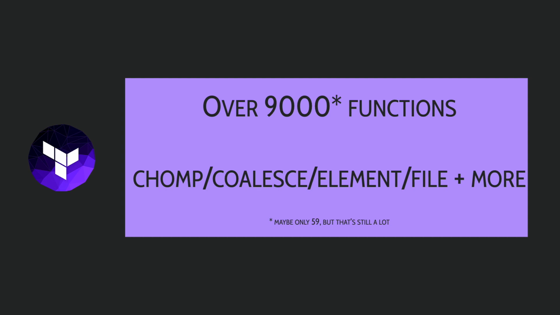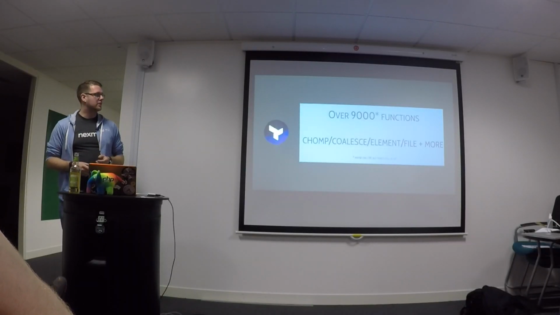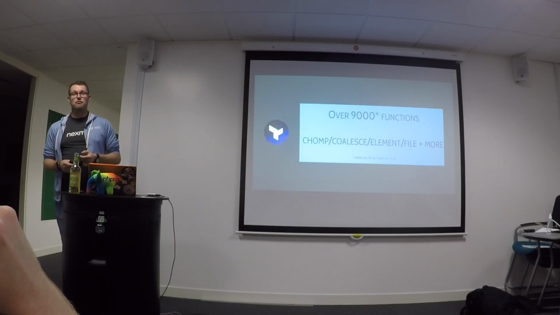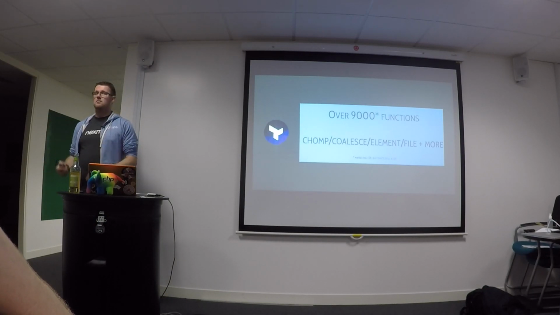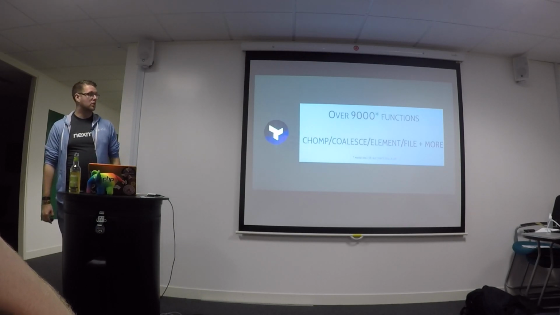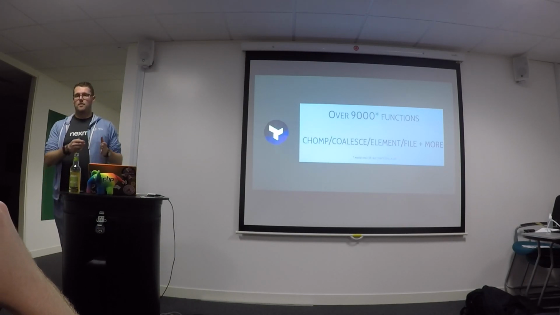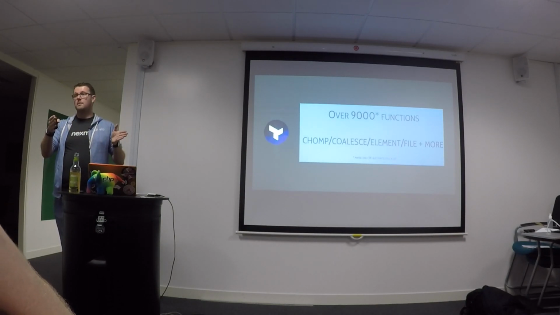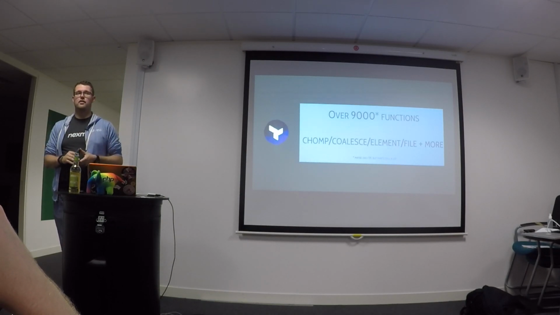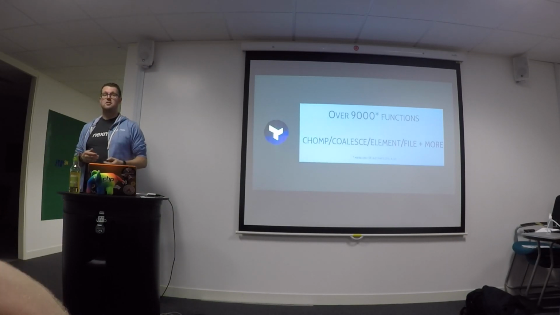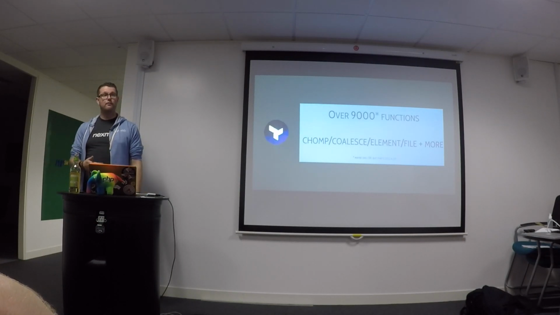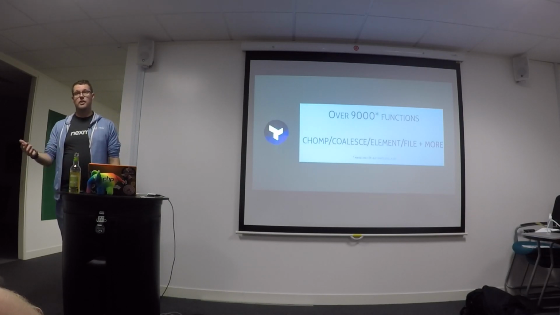There are tons of functions for all kinds of variable manipulation and data lookup. There aren't actually over 9,000, there are 59. It feels like there are over 9,000. Chomp, coalesce, element, file, all kinds of things. Coalesce is pretty cool. It just takes a list of values and the first non-empty one it uses. You can use that for setting quite clever defaults. File is quite good when you have to upload an SSH key and you don't want to copy and paste that into your plan file. Use the file function to read it off disk at runtime. Push that up as a string.